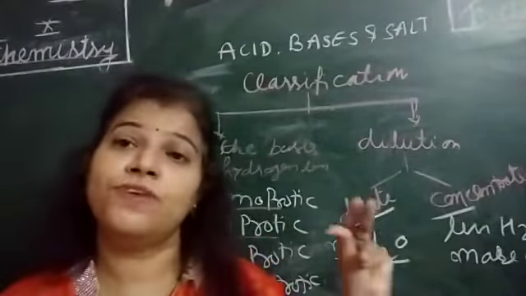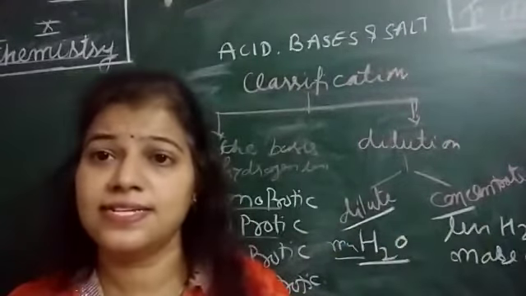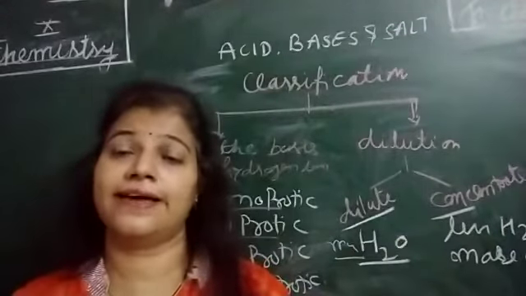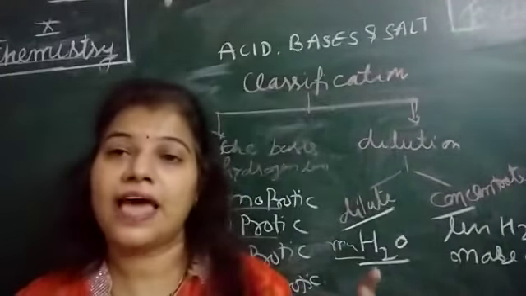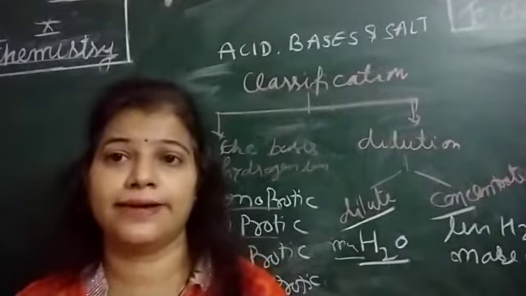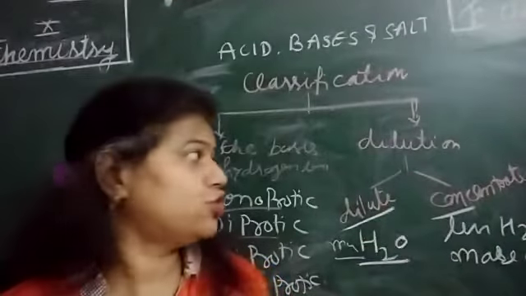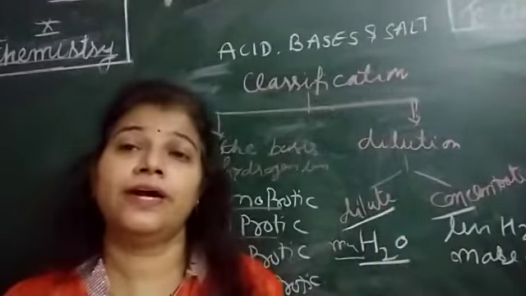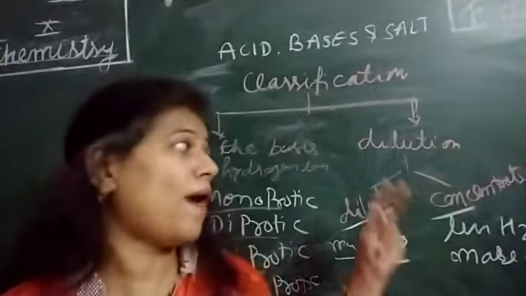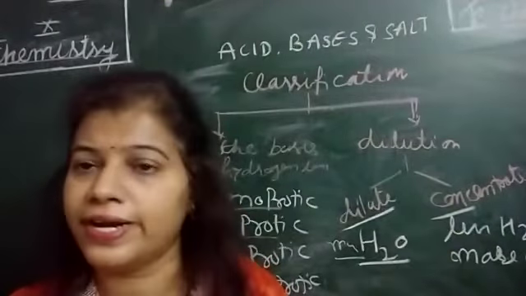Then on the basis of its hydrogen ion concentration, we divide it into monoprotic, diprotic, triprotic, polyprotic. On the basis of its strength, we divide it into strong acids and weak acids. The acids which completely dissociate into their ions are said to be strong acids, and the acids which cannot completely dissociate into their ions are said to be weak acids. And on the basis of dilution, those which contain more quantity of water are said to be dilute acid, while those which contain less quantity of water are said to be concentrated acids.